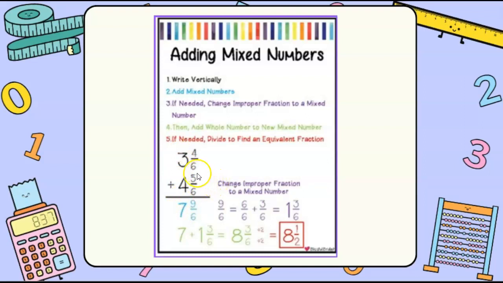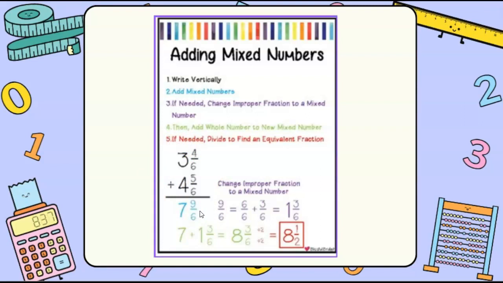Then I look at my fractions. If my denominator is the same, all I need to do is add my numerator. However, if they are not the same, remember, if I'm going to add fractions, I have to find a common denominator. Once I find that common denominator, we can add our numerators to get our new fraction. Here, since it shows the same denominator, I'm just going to add my numerators. 4 plus 5 is 9. So my fraction is 9/6. The sum of these two mixed numbers is 7 and 9/6.